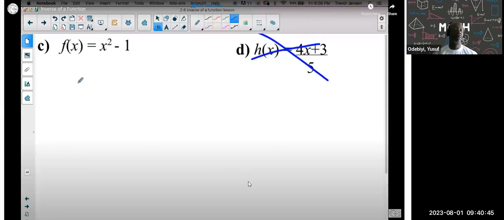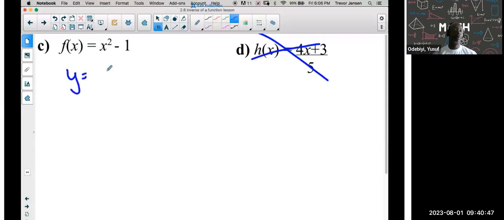But C, so f at x, let's write the equation for inverse of f at x. First by changing it to y. Then by swapping the x and y with each other, so x equals y squared minus 1.